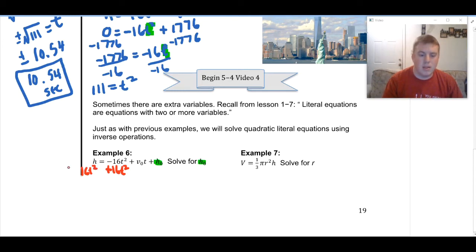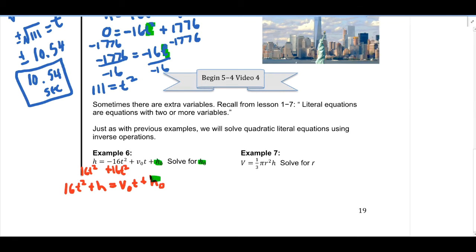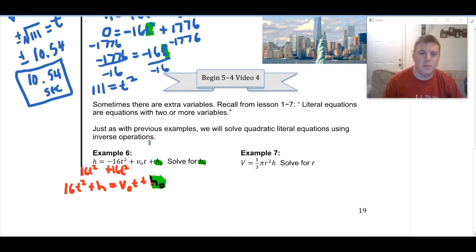Now, when I do that on the left side, I have the h and I have the 16t squared. Those are not like terms, so I cannot actually combine those. I'm going to leave this as 16t squared plus h. We can't simplify them, so we'll just leave them as is. Now on the right, that's going to leave me with v naught t plus h naught. I'm still trying to get that h naught by itself, which it is not quite yet, so I need to do another step.